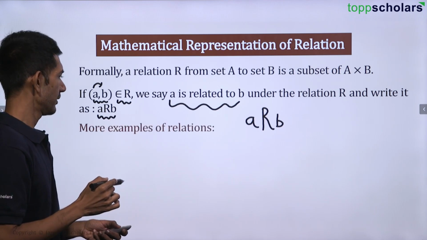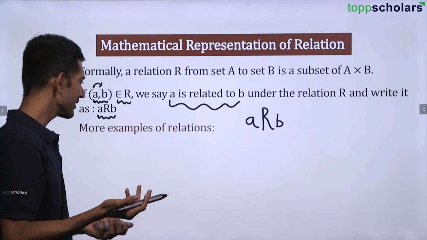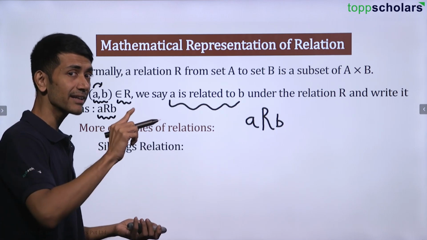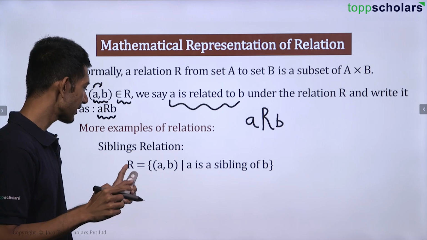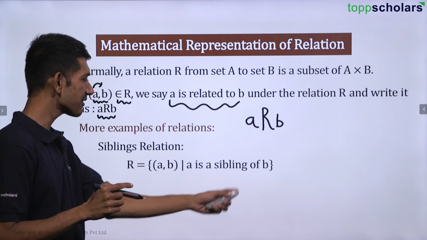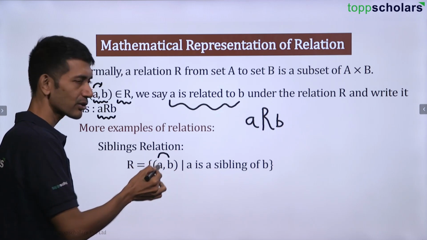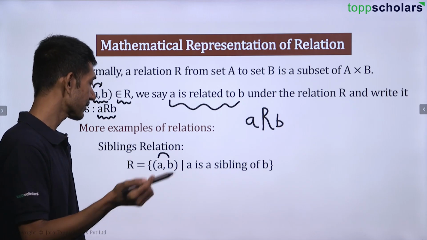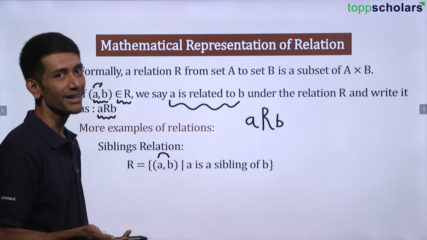Now, we can have more examples of relations. There can be many. Sibling relations, we discussed that in the starting also, right? That is, R is a set of ordered pairs A and B such that A is a sibling of B. That is, A can be brother of B, A can be sister of B, B can be brother of A as well, depends. And it depends on who A and B are, right?